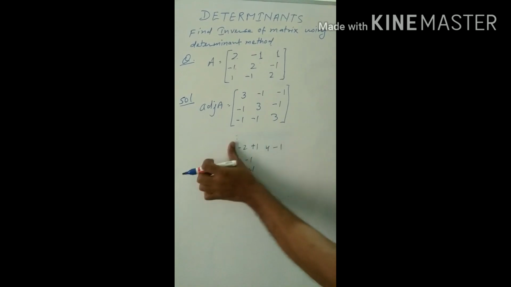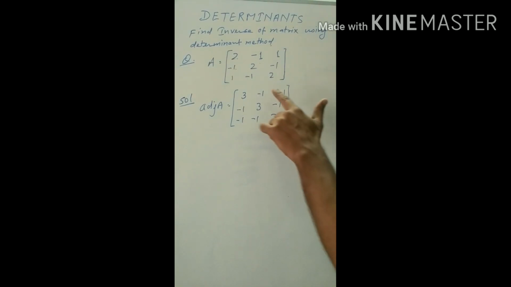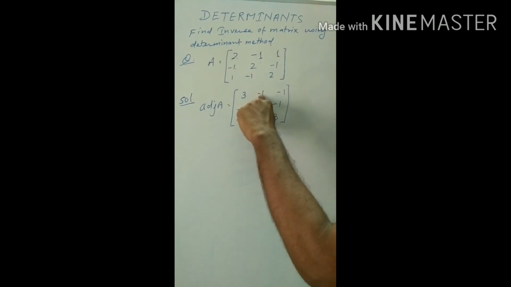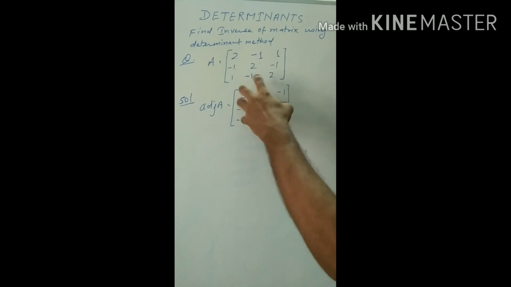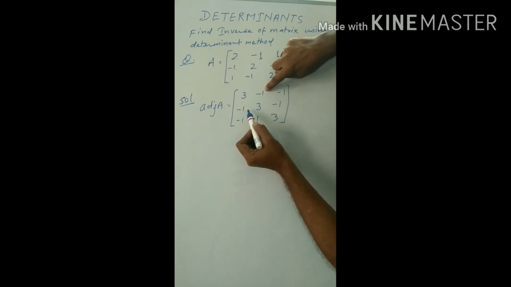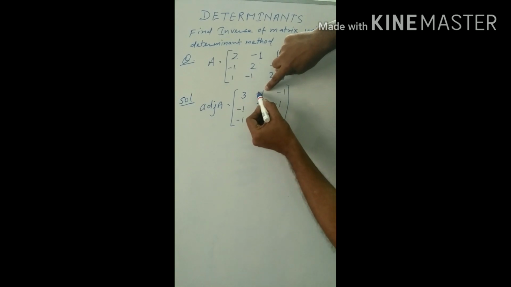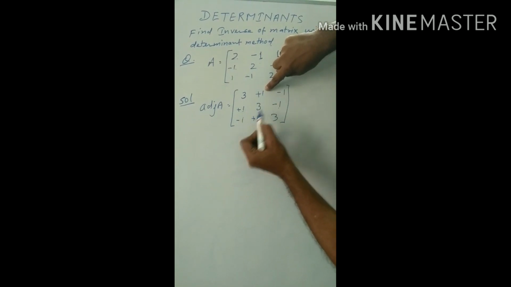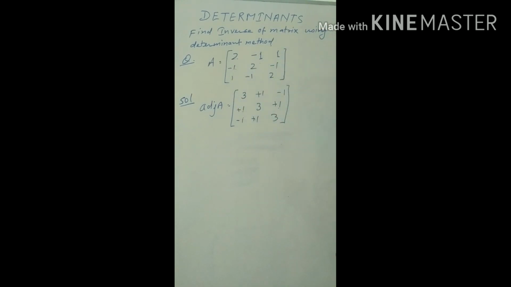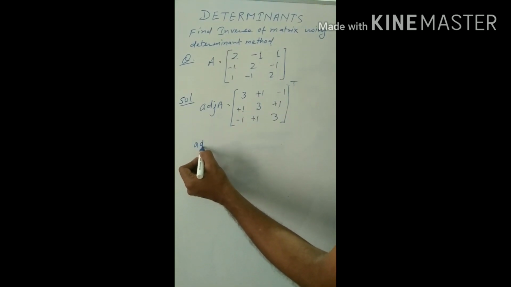Now I have written all the minors here. In these minors, if we change the signs of alternate elements, we have to change the sign of this one and this one. Then these all become cofactors. Here it is plus, plus, plus, plus. Now all these are the cofactors. Transpose of this will be the adjoint of A. Now we are doing the transpose.